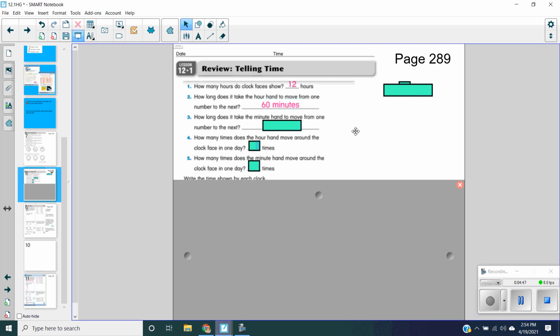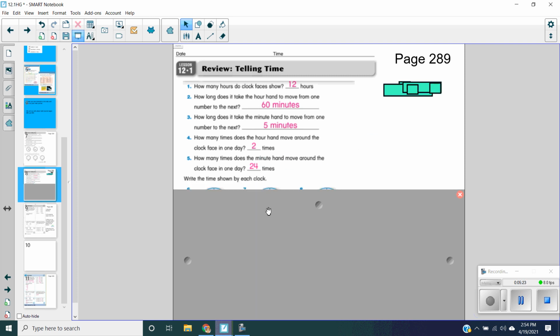How long does it take the minute hand to move from one number to the next? You should have said 5 minutes. How many times does the hour hand move around the clock face in 1 day? So it's 2 times. It's going to go all the way around the clock 2 times. How many times does the minute hand move around the clock face in 1 day? And this one you should have said 24 times.